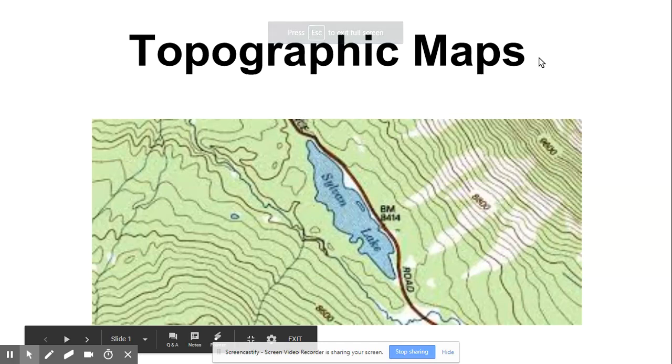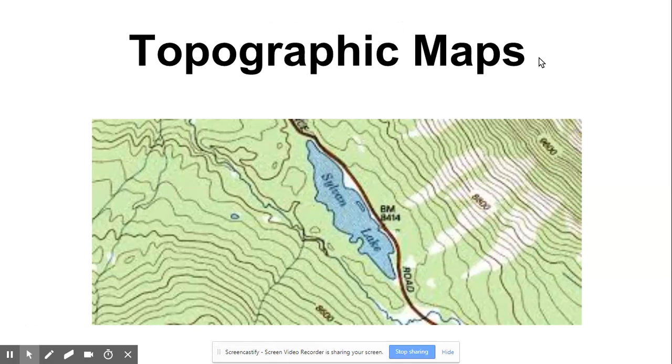Today, we're going to be learning about topographic maps. Make sure before you get started, you have your topographic map note page ready to go. Be sure to pause the recording as often as you need to make sure you take the notes correctly.